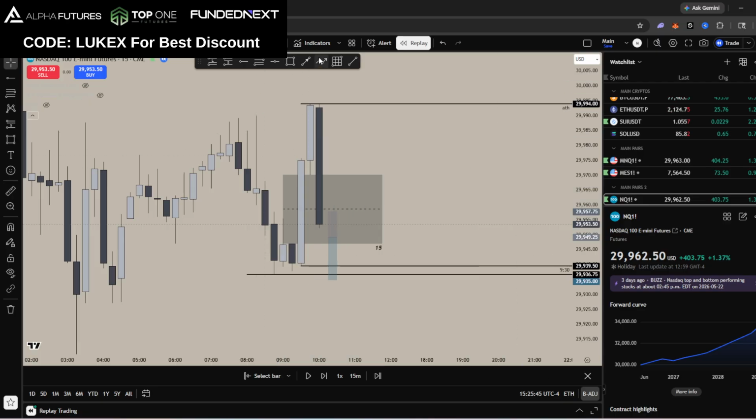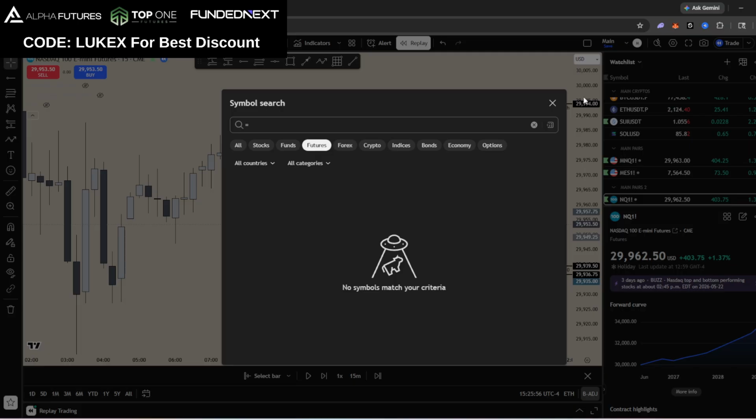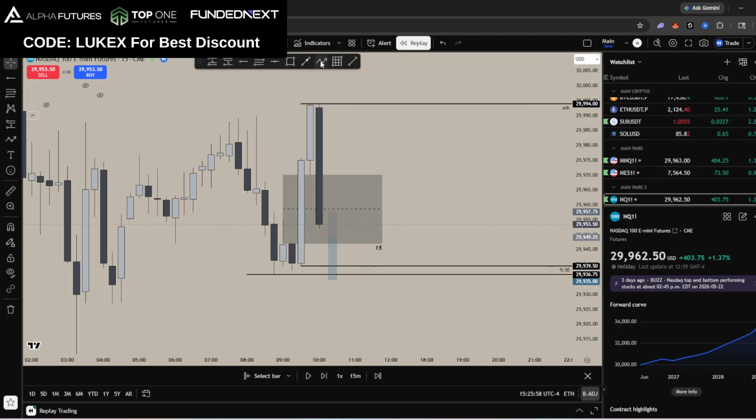Basically, the way I'm looking at this, I'm using if-then statements. If price comes into this 15-minute gap and respects it, and we get a long confirmation, what will I do? I will look for longs back towards all-time high. But if price trades and disrespects this 15-minute gap, we trade through it, what will I do? I will then look potentially for shorts to take out the sell side draws, which is going to be that 930 wick and that hourly low down there.